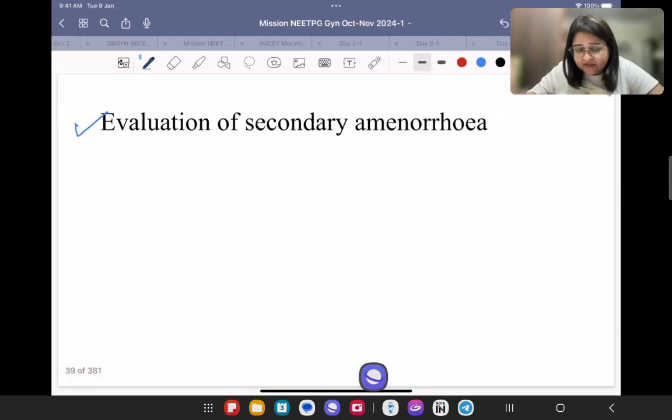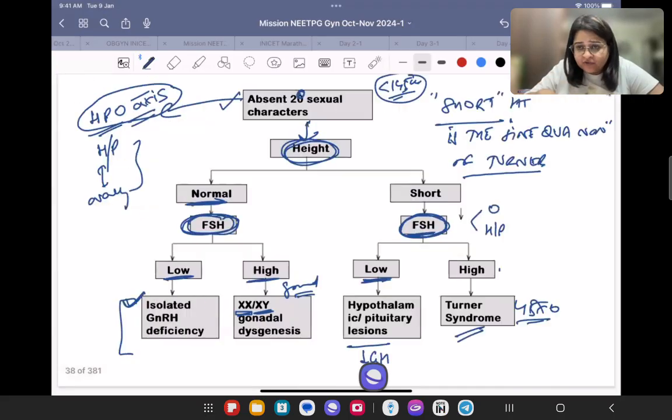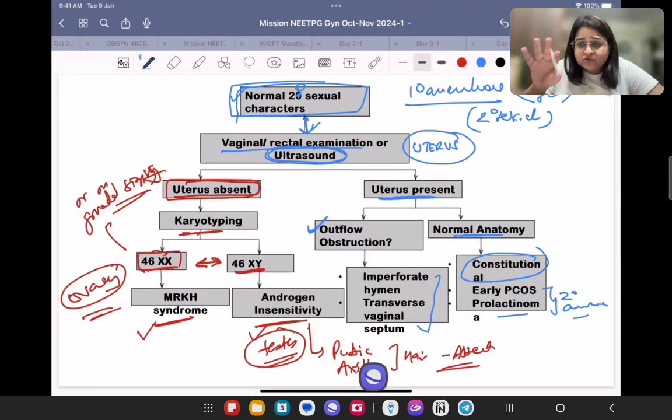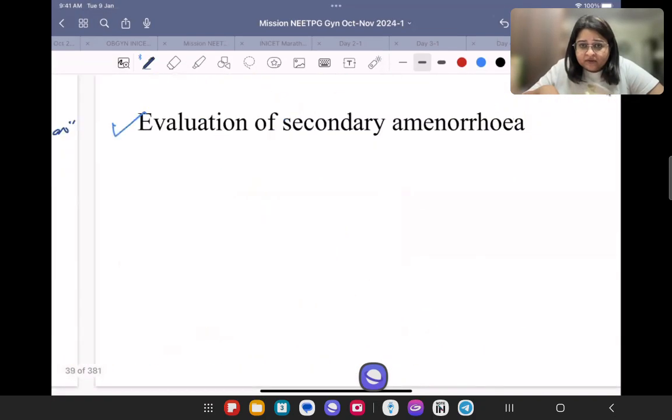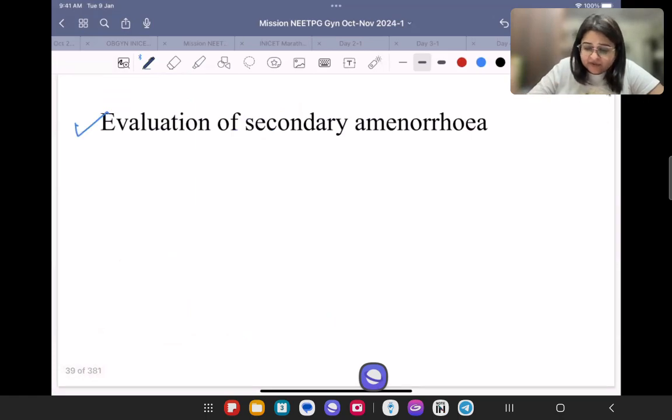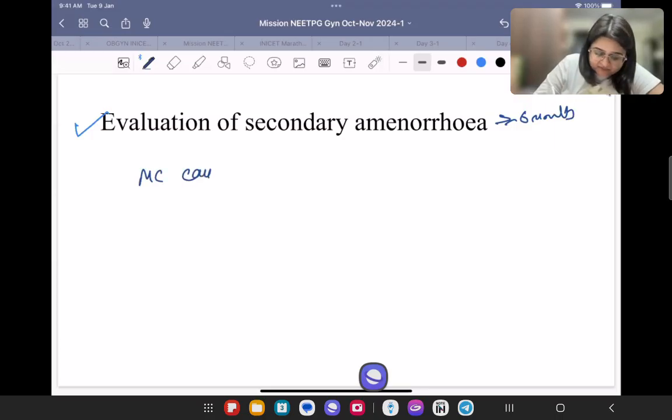Now, because we are on this topic, before we go for questions, I want to quickly discuss the evaluation of secondary amenorrhea also. Secondary amenorrhea means absent periods for more than 6 months. What is the most common cause of secondary amenorrhea? Very good, Prem. It is pregnancy.